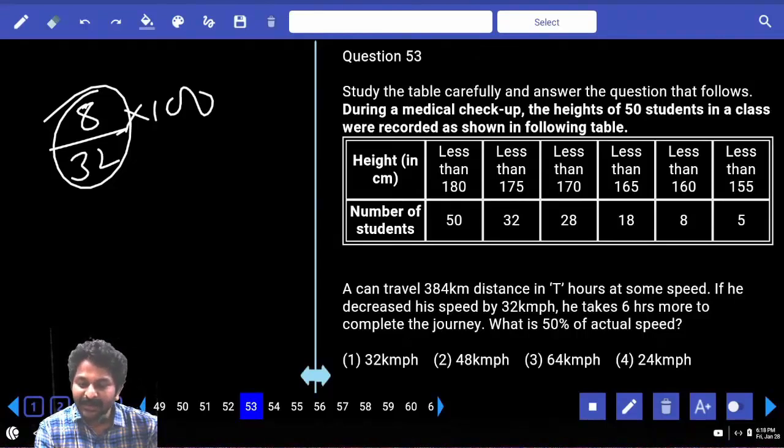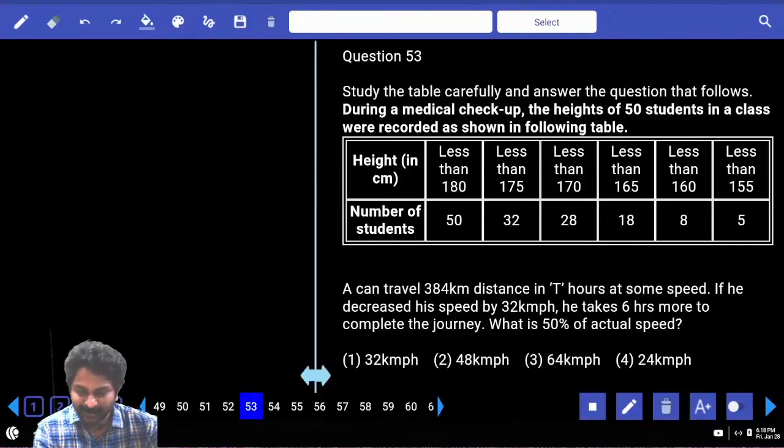A can travel 384 kilometers distance in some time. So this is not related to this table. Forget about it. Now, A can travel 384 kilometers distance at some speed. If he decreased his speed by 32 km per hour, he takes 6 hours more to complete the journey. What is 50% of the actual speed?